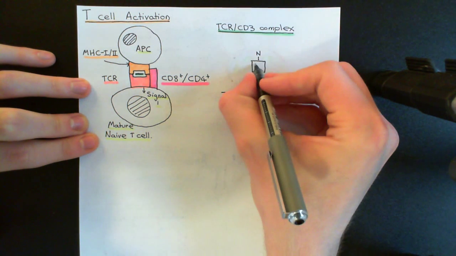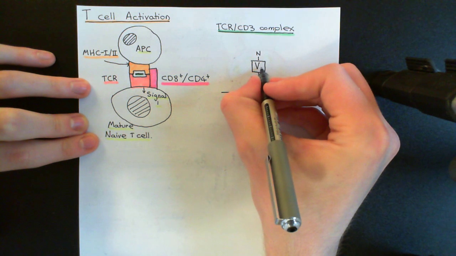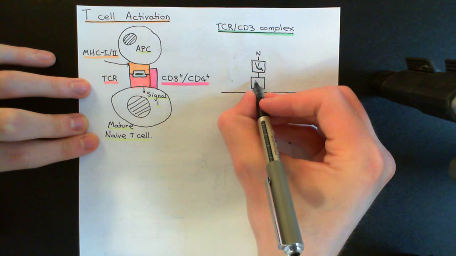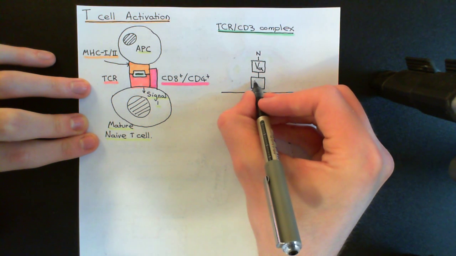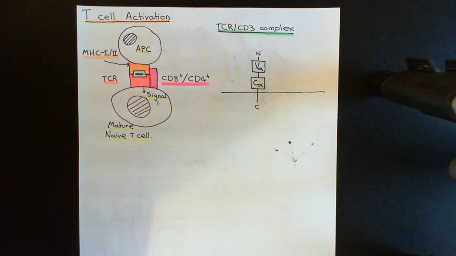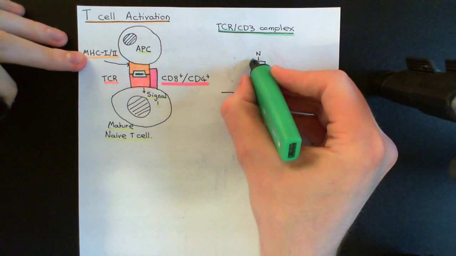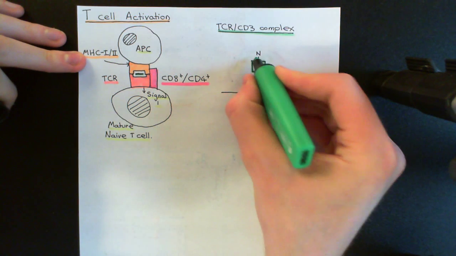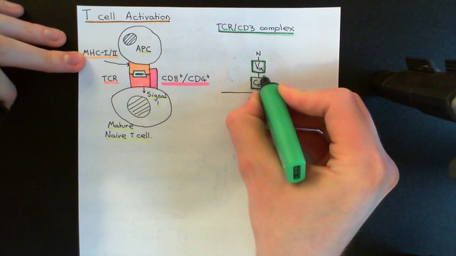And it's the variable domain that is different between the different T cell clones. So this is the variable domain of the alpha chain, and this is the constant domain of the alpha chain. And I'll just colour in our alpha chain in green here. Okay, so there's the variable domain and there's the constant domain.